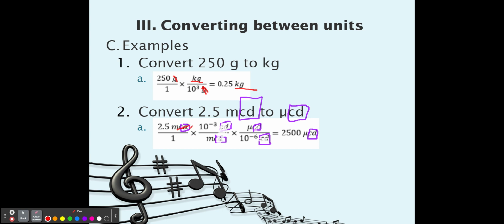Then we can cross out our units. Since I had MCD up top and MCD on the bottom, I cross them out. CD on top, CD on the bottom, cross them out. So now I'm just going to do the math. 2.5 times 10 to the negative third divided by 10 to the negative sixth. Remember, numerator you multiply, denominator you divide. So 2.5 times 10 to the negative third divided by 10 to the negative 6 gives me 2,500. And the unit that I was looking for, microcandela, is right there.